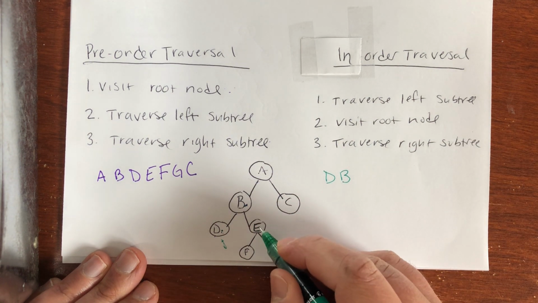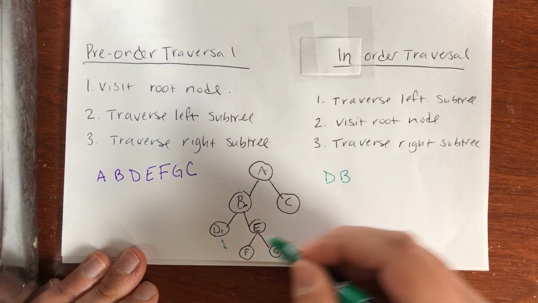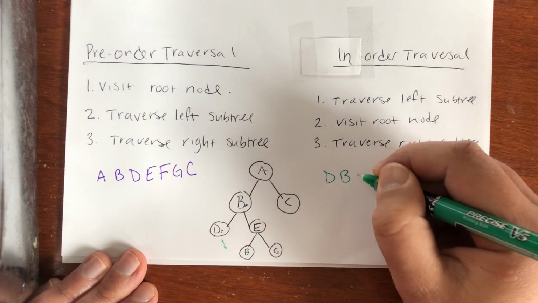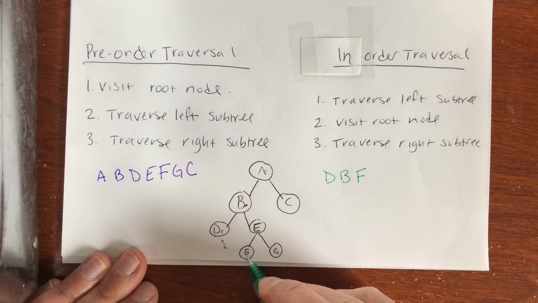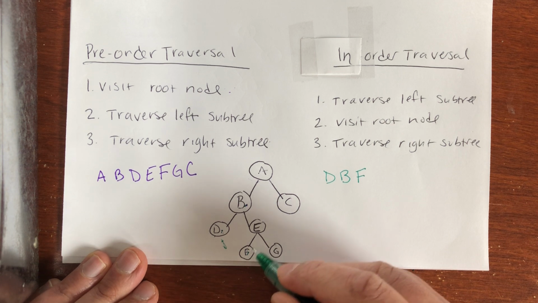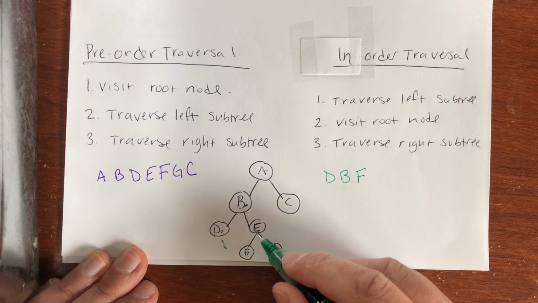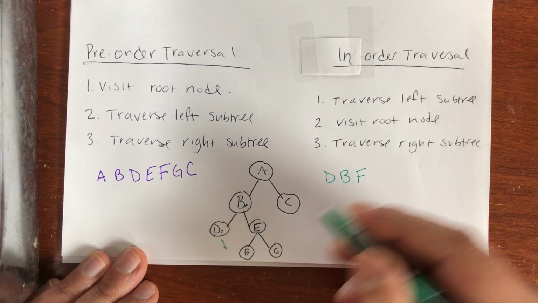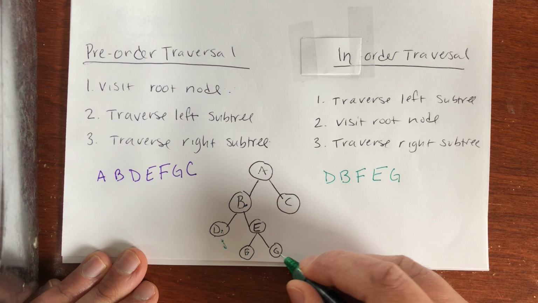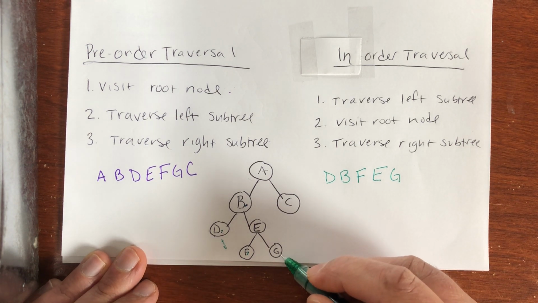Now I've reached E for the first time, but remember the rule is to go left as far as you can, so I go to the left. I can't go any further down, so I visit that F node. I go back up. I can't go right, so go back up to E. We've traversed the left subtree already, so now we print E and go to the right, and print G because there's nothing to do below that.